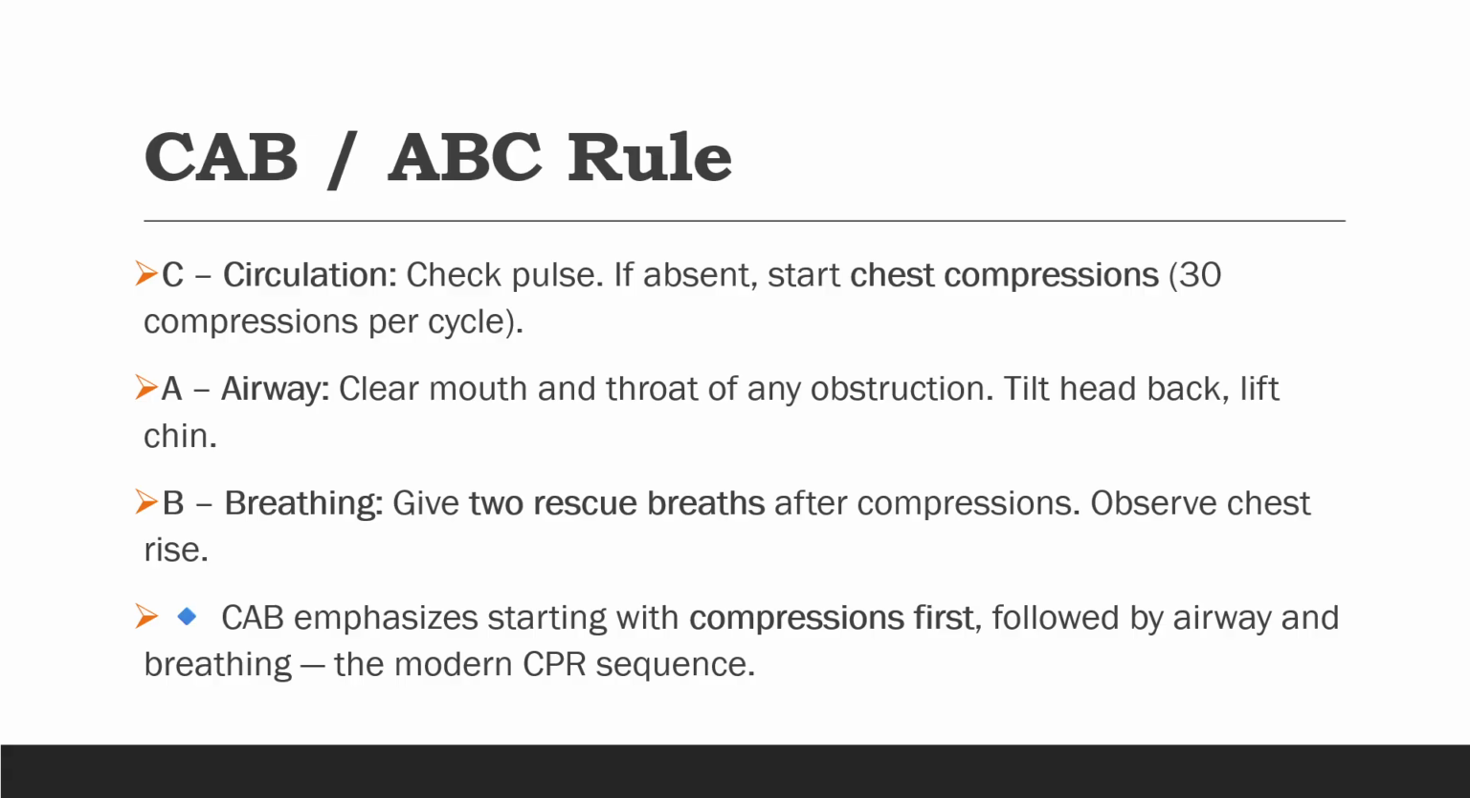So, the CAB or ABC rule: circulation, airway, and breathing. Circulation: check pulse. If absent, start chest compressions. 30 compressions per cycle. Then airway: clear mouth and throat of any obstruction. Tilt head back, lift chin. Breathing: give 2 rescue breaths after compressions. Observe chest rise.